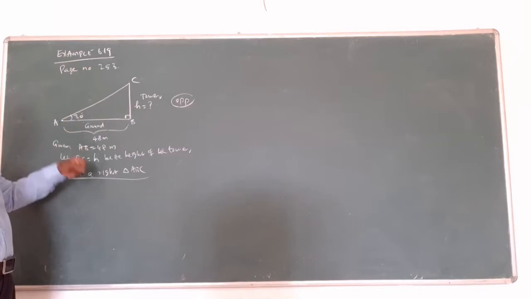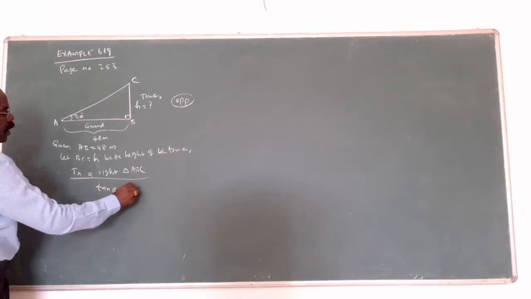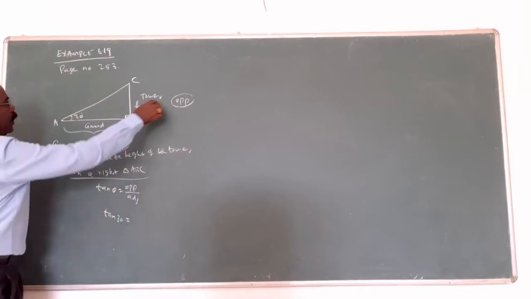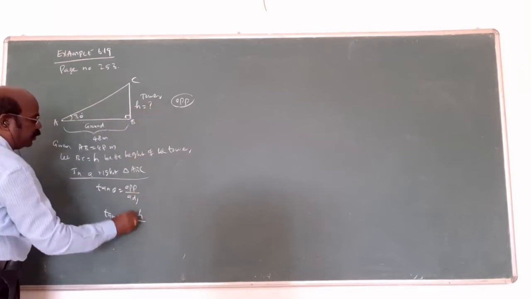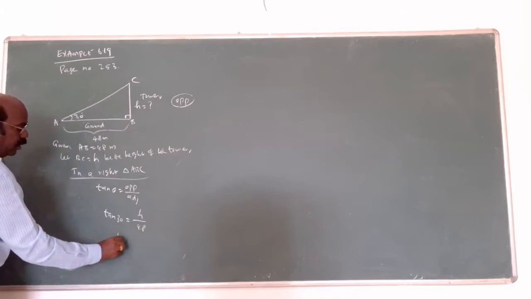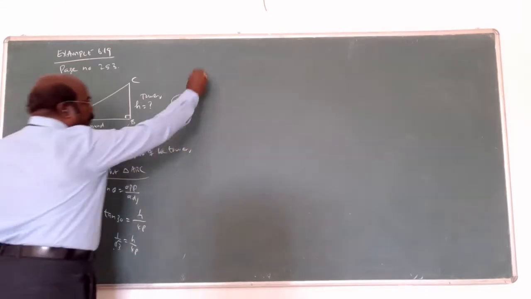Therefore, by using the formula involving opposite and adjacent edge, only the tan formula. What is the formula for tan? Opposite by adjacent. Tan theta, opposite is h, adjacent is 48. Tan is 1 by root 3. Am I right? Cross multiply.